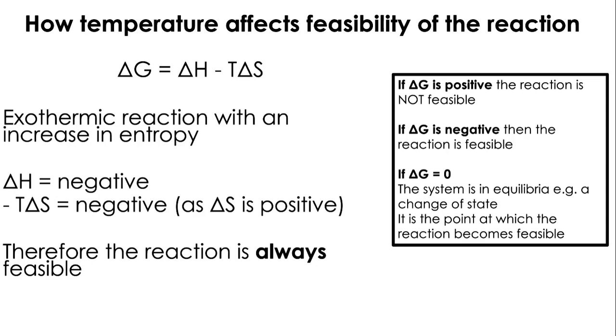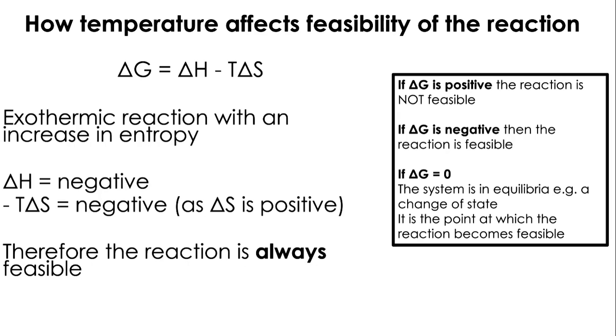If I've got an exothermic reaction, and I've also got an increase in entropy, then if we look at that term, remember, we want delta G to be negative for our reaction to be feasible. If a reaction is exothermic, delta H is negative. And the increase in entropy means that delta S is positive. So the change in entropy is positive.